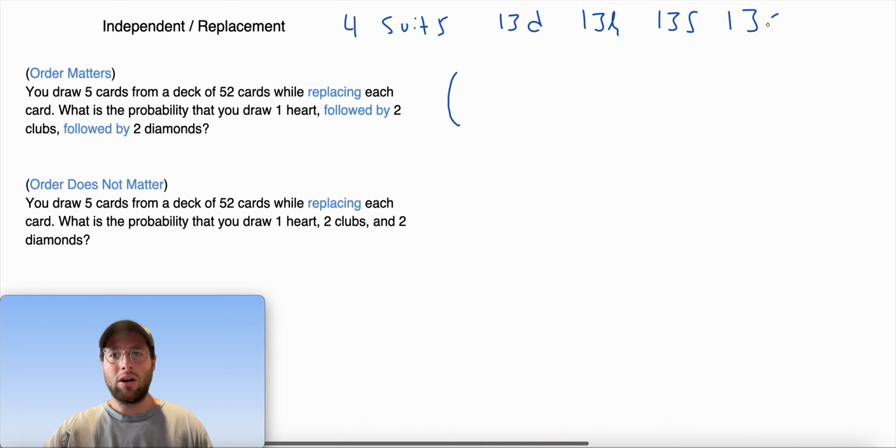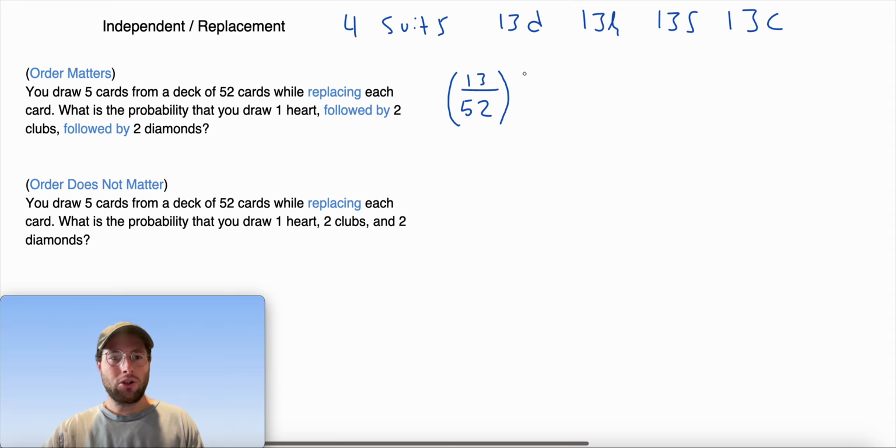Okay, so if we're going to draw 1 heart out of 52 cards and there are 13 hearts, that means that there are 13 favorable outcomes. So 13 favorable outcomes over the total possible 52 outcomes, or 52 cards. We're going to do that for our first one. That's going to be the probability of drawing 1 heart.